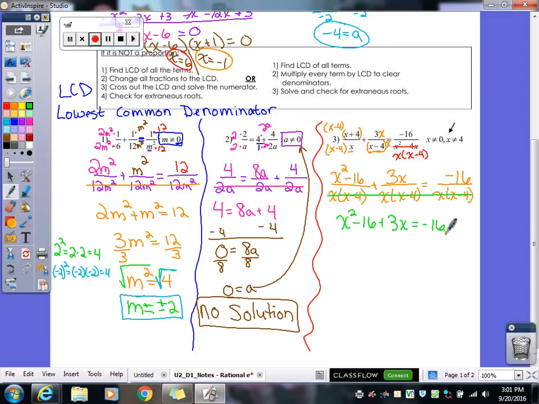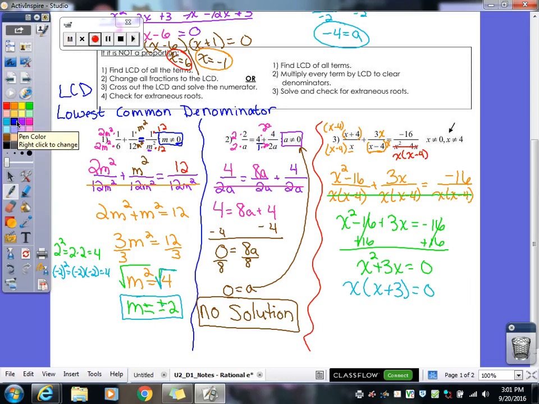We have to get everything on the same side, so I'm going to add 16 over. But what ends up happening is it gets canceled on both sides, which is okay. So we're left with x squared plus 3x equals 0. We can still factor that. It's a GCF factor, so it's x times x plus 3 equals 0. We set them equal to 0. So here x equals 0, and here x equals negative 3.